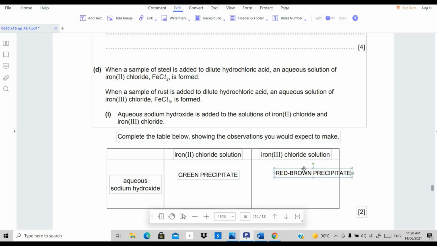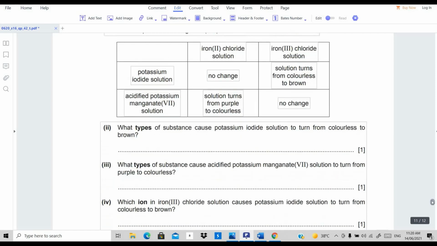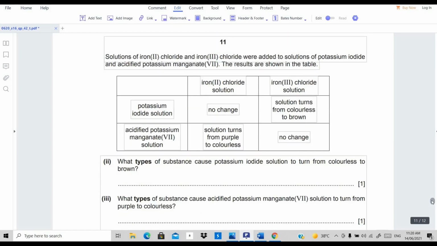This is the answer. Now it's the last part of the question. This is the last page of the question. Solutions of iron 2 chloride and iron 3 chloride were added to solutions of potassium iodide and acidified potassium manganate 7. The results are shown in the table.